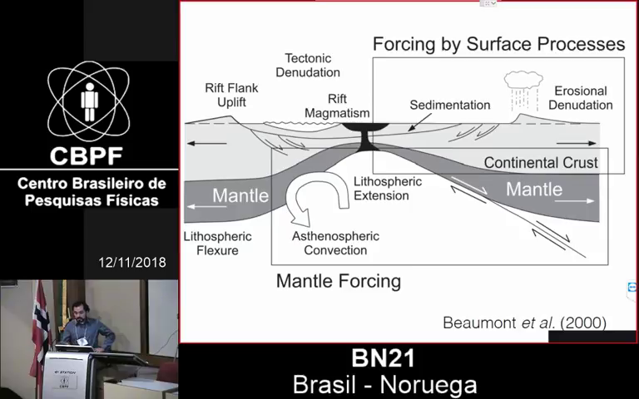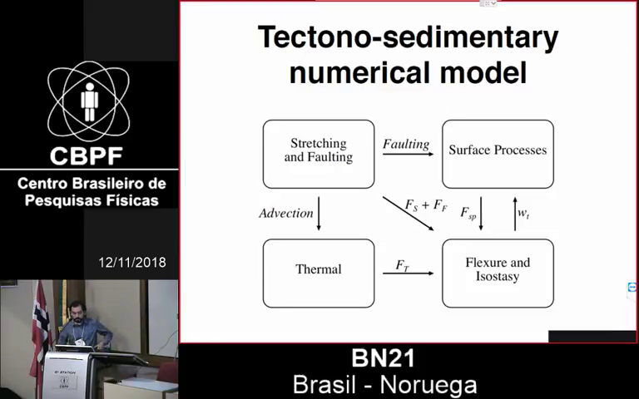But all these models don't take into account surface processes. In fact, the surface of the Earth is not passively modified by the internal dynamics of the Earth, but can shape the surface by erosion and sedimentation. So in this presentation, I will show a numerical model that tries to couple interior dynamics of the Earth and surface processes to study the evolution of this portion of the margin.